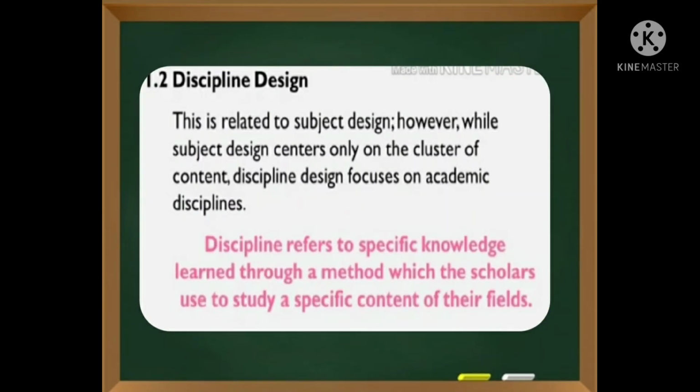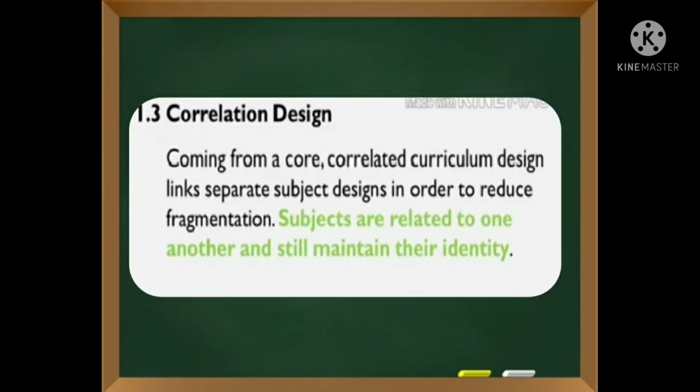Second, we have discipline design. This is related to subject design. However, while subject design centers only on the cluster of content, discipline design focuses on academic disciplines. Discipline refers to specific knowledge learned through a method which the scholars use to study a specific content of their fields.